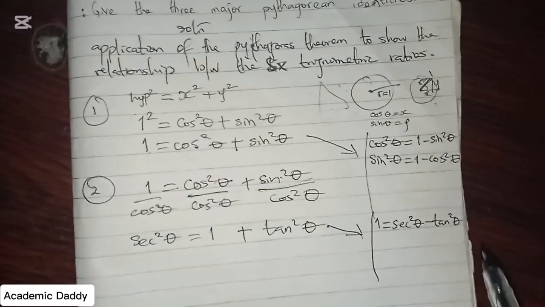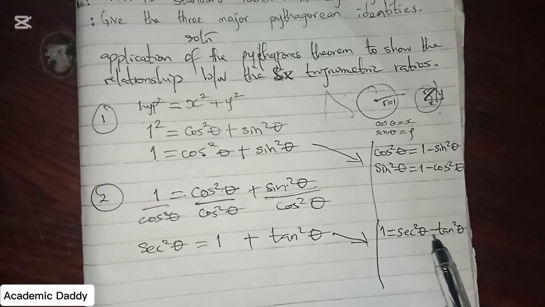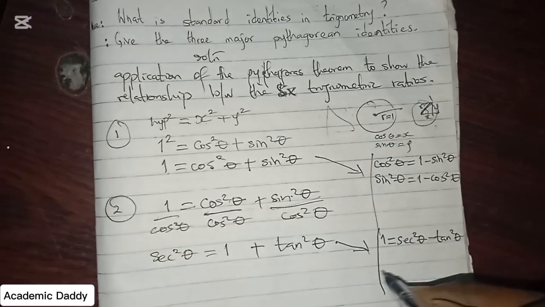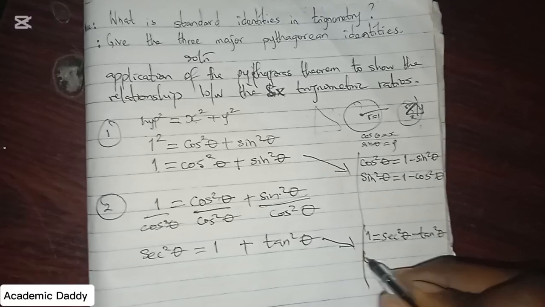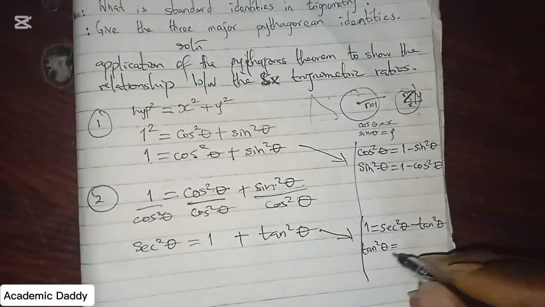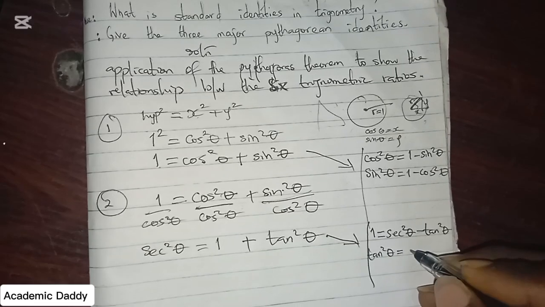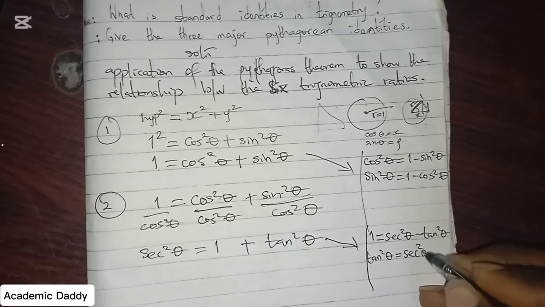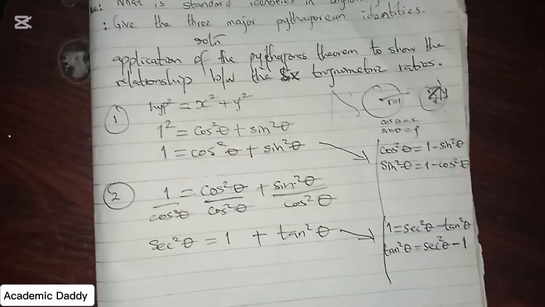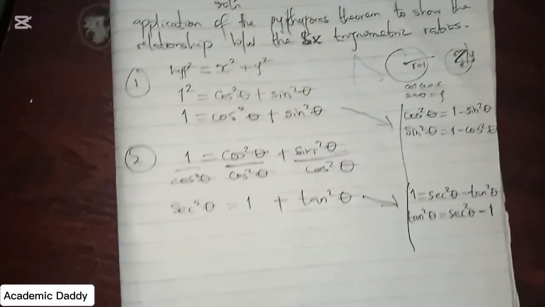Anytime I'm solving something and I see sec square theta minus tan square theta, I can replace it with 1. If I make tan square theta the subject of the formula, it is sec square theta minus 1. Very important to note.